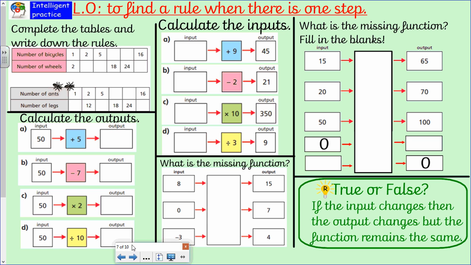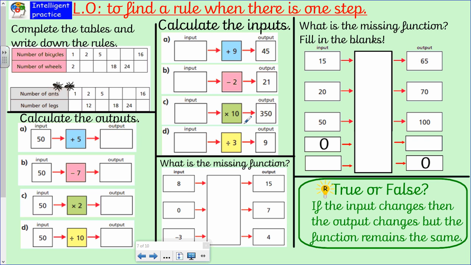Next task, again, there's 4 of them. It's giving you the input, it's giving you the rule, you just need to do the output. Remember, these are called function machines. The input goes in, this is the function bit, and then the output. So hopefully you'll be okay with that one.